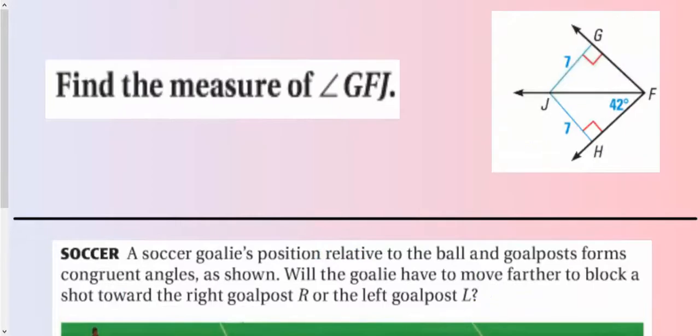So it says find the measure of GFJ. So that's this one right here. Well, let's see if the triangles are congruent. We have this angle. We have this side is congruent to this side. This is reflexive. So I'm not even using these theorems here. I'm just seeing whether or not the triangles are congruent. And they are by HL. So that means the two angles are congruent. So that means that's 42 degrees.